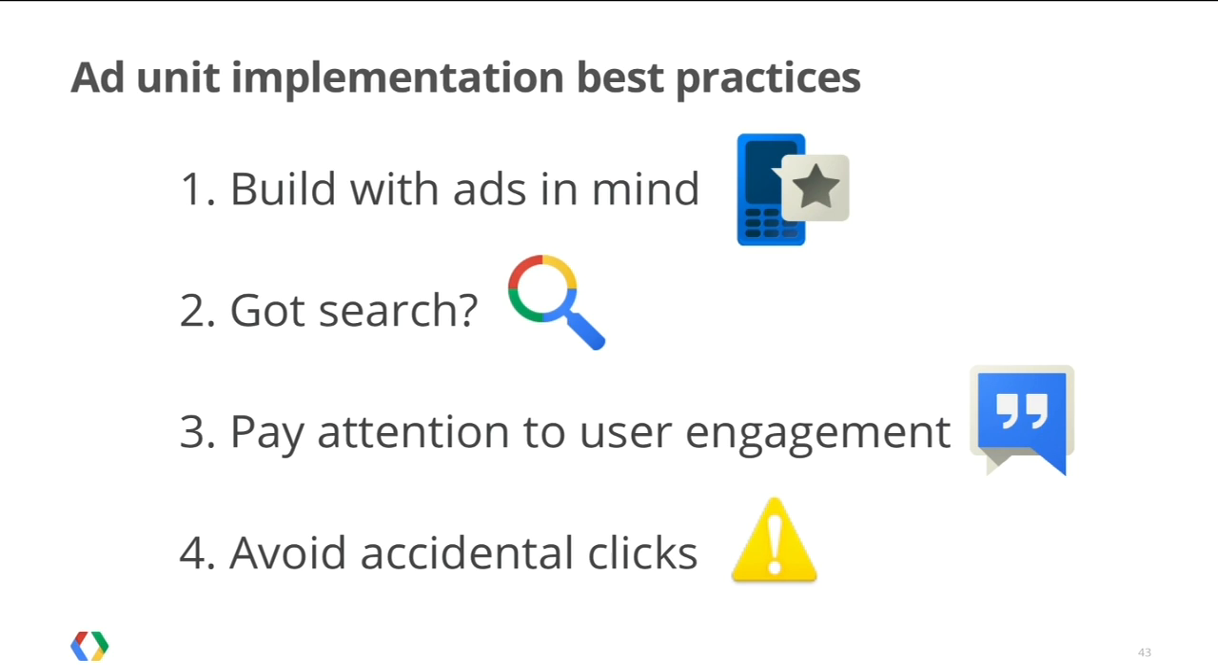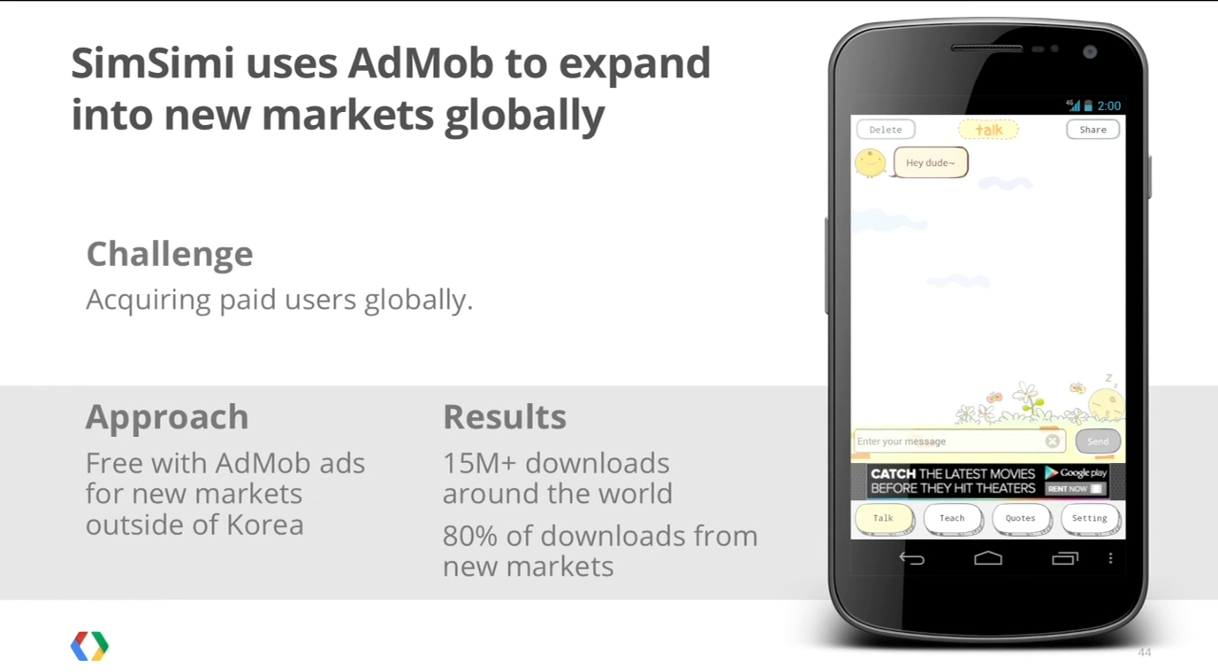So let's talk about a few examples. First is a Korean app called SimSimi. This is an AI robot from a developer in Korea. So you can send a message to SimSimi, and it'll send you a message back. And this was really popular in Korea when they first launched. But SimSimi thought they wanted to try and expand out globally.